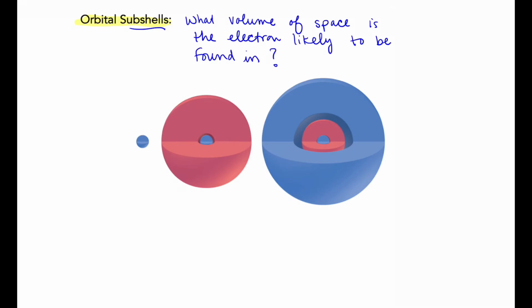So at first we're looking at this picture where we have spheres. One option is going to be spheres. And this subshell is going to be called the S subshell.